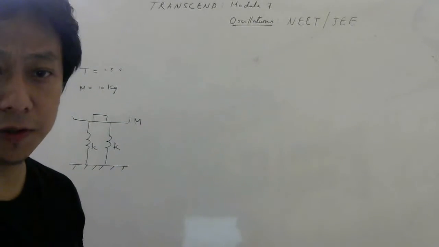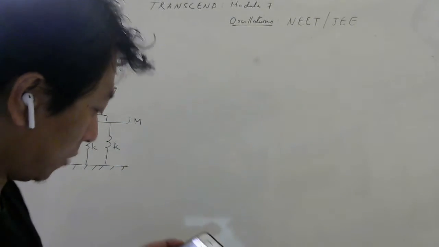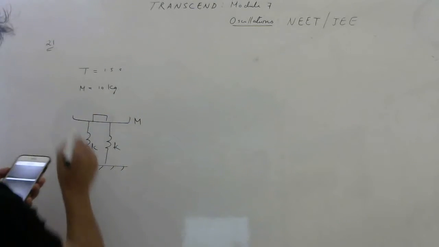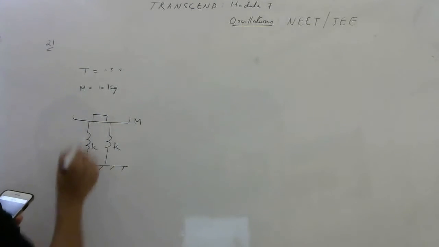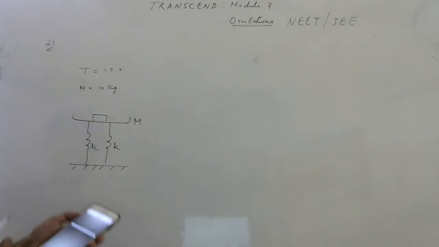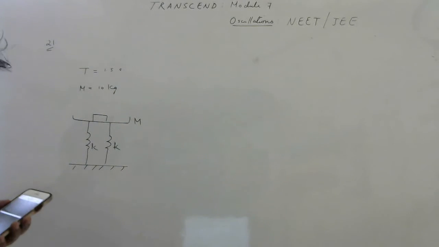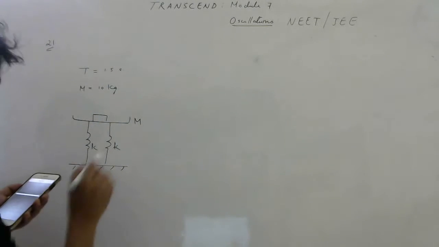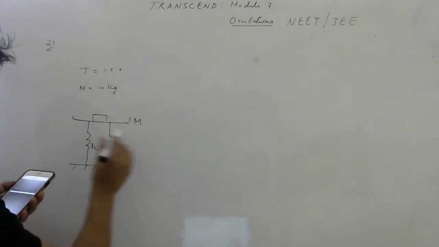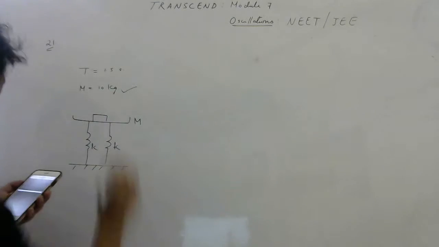Let us now solve question number 21. It says there is a tray which is suspended through two springs in parallel. Each spring has a spring constant K, and the value of K is not mentioned, just K. Now the tray has a mass of 10 kg, which is mentioned here.